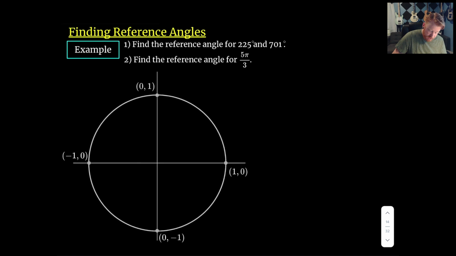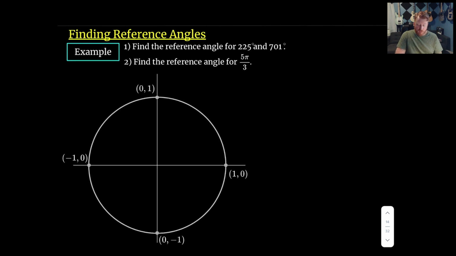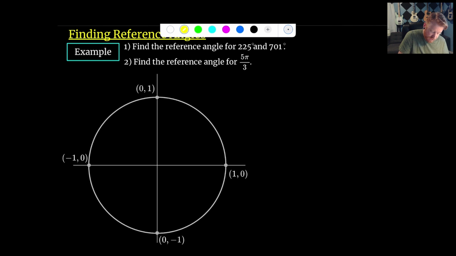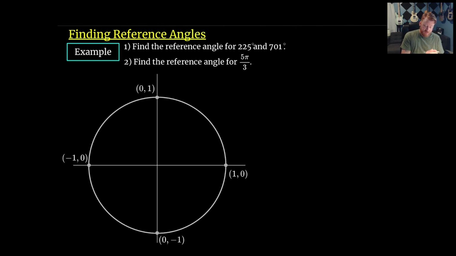All right, now we're going to use some reference angles to try and find some values here. We're not going to start looking at finding values right now. We're just going to talk about the reference angles. Then we'll start using these reference angles to find some values for sine and cosine. So the first thing we're going to do here is just find these reference angles.